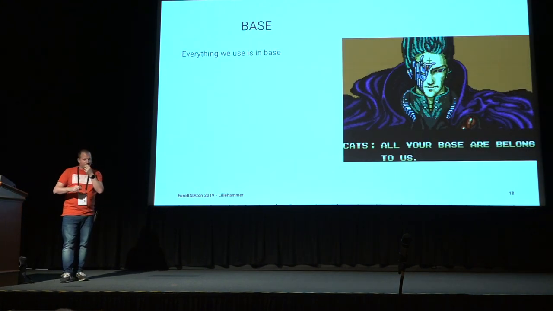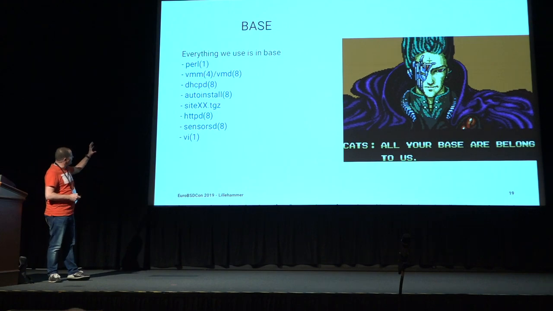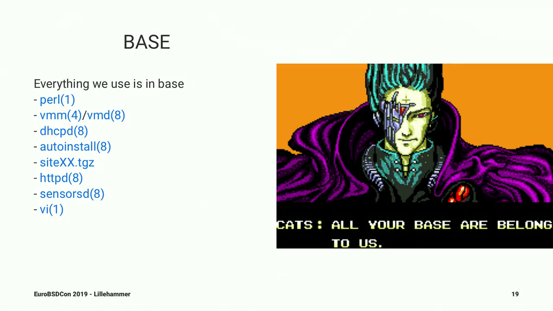Anyway, so what does the setup look like? I try to use as much in base as possible. So it does influence some of the design decisions that I've made. So this is pretty much the list. I'm using Perl. How I deploy: I've written a deploy script in Perl using VMM, VMD, of course, DHCPD, auto-install, site scripts during the auto-install process, HTTP to serve the sets, and then SensorsD, and I mention this specifically because I figured something annoying out, which I'll mention later, to keep track of the disks primarily, and of course, vi.